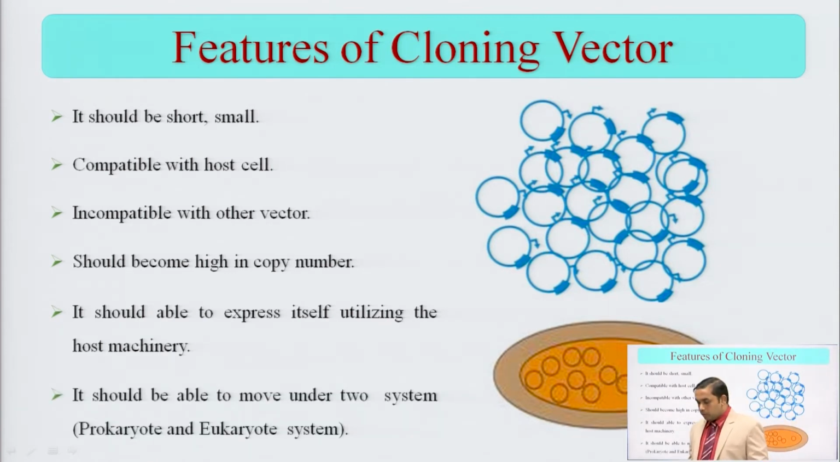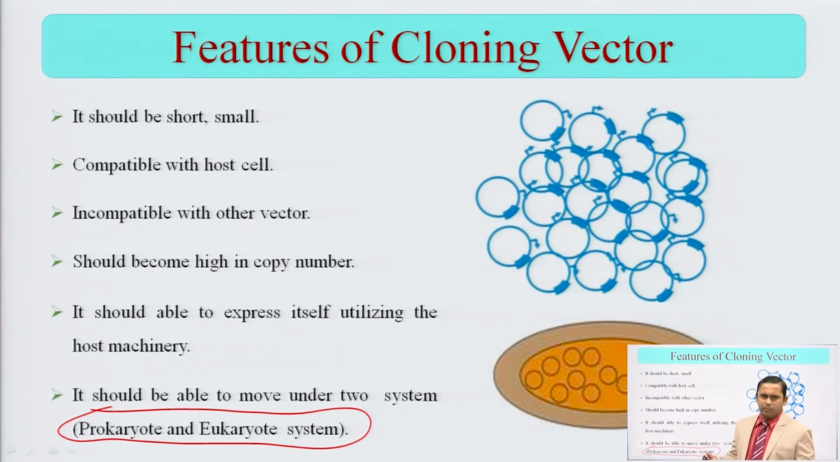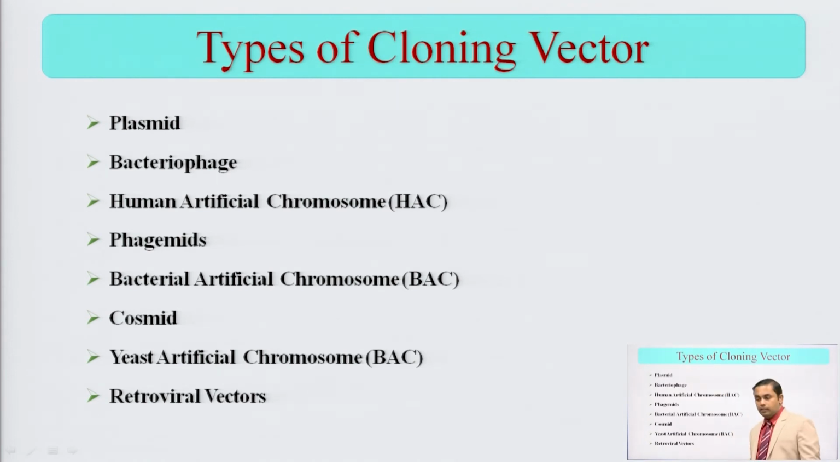It should also be able to move between two systems, prokaryote and eukaryote. Many of our cells are prokaryote, many of our newer cells are eukaryote, so it should be able to move in two systems. Now, what are the types of vector? Sir, at the beginning you promised us that you would tell us the types of various vectors. Here is my slide, here is my answer.